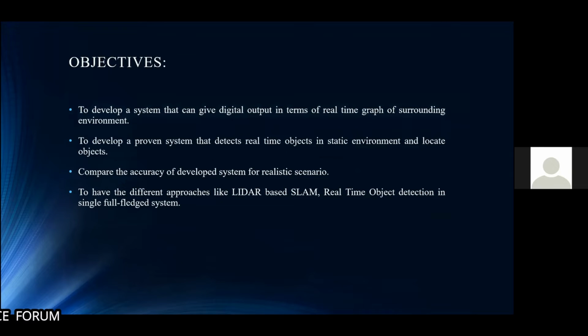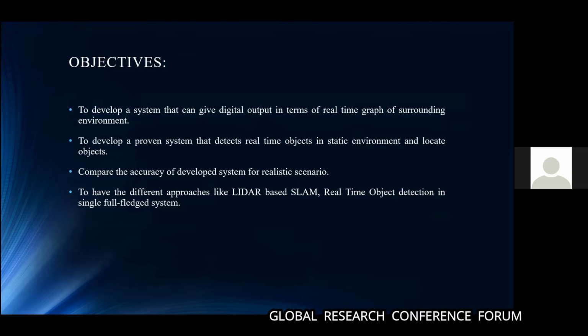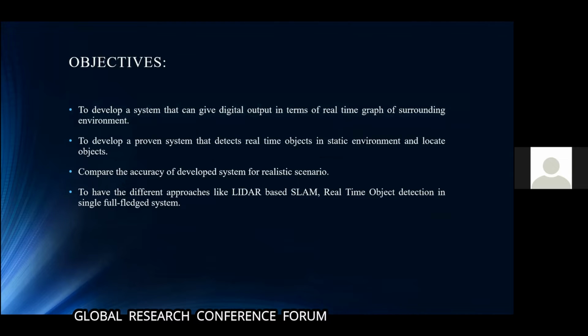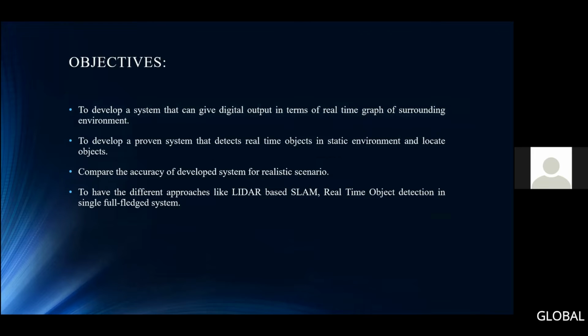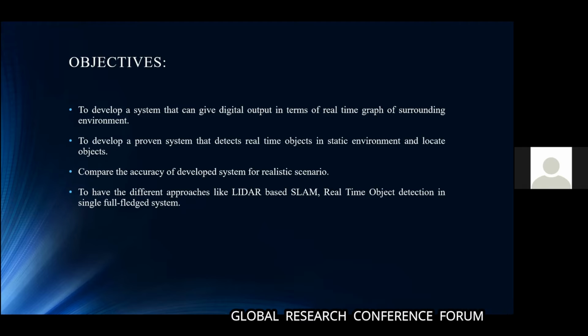Talking about objectives, the first objective is to detect the real-time surroundings and map a graph of it. The second is to have a system that will automatically detect various objects in real time. The third objective is to compare it with a realistic scenario, and the fourth one is to combine both the systems.